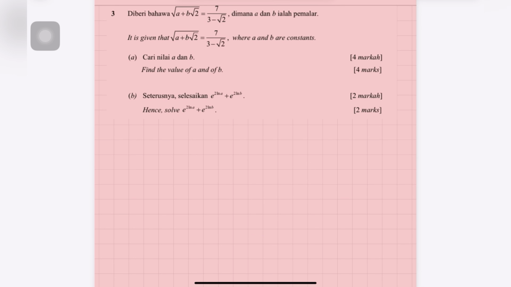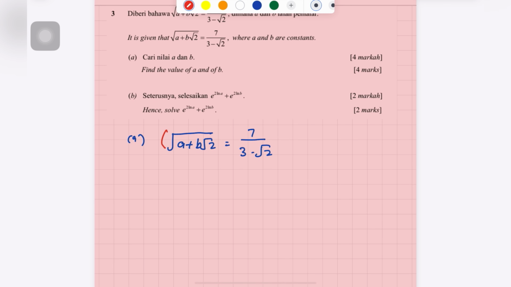Number 3. It is given that square root of (a plus b root 2) equals 7 over (3 minus root 2), where a and b are constants. Find the value of a and of b. Okay, so start from the question here. We have square root of (a plus b root 2) equals 7 over (3 minus root 2). To eliminate the square root, we can square both sides.